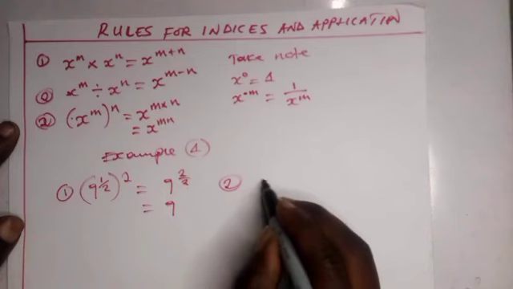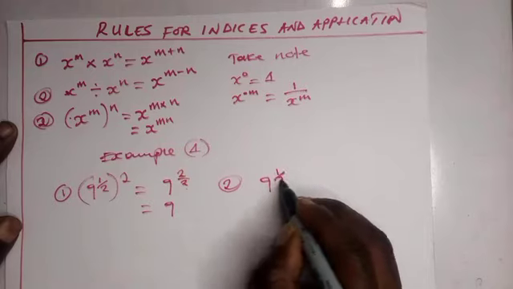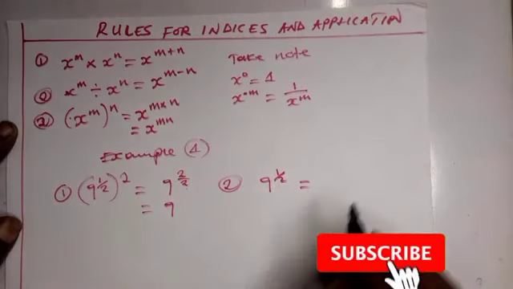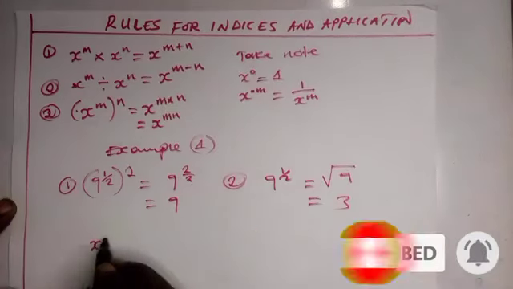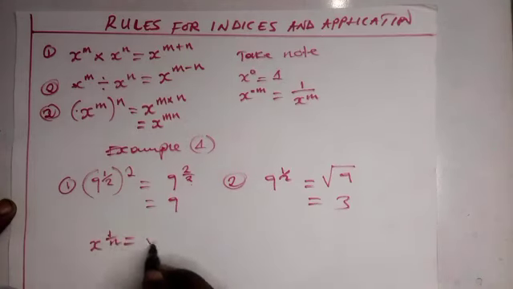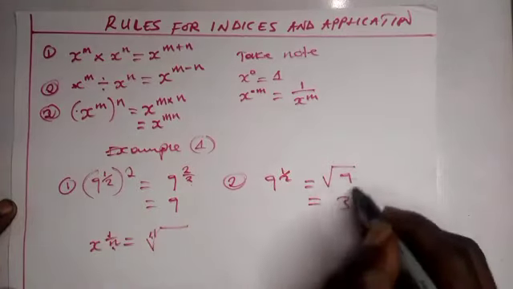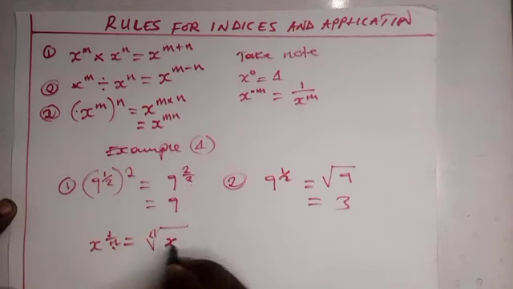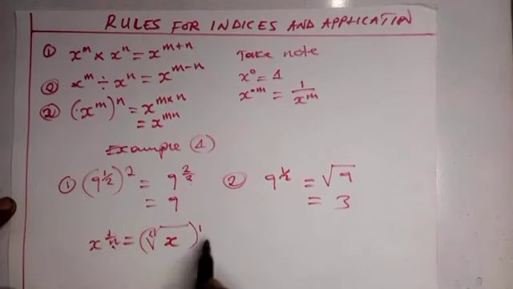If you have 9 power half, this means that it is the square root of 9. If you have x power 1 over n, this should be equal to the nth root of x. The n will come at the square root when there's 2. It means you just have to indicate square root, because square root itself is 2. So here we're going to have x, then 1 will come here. If you had the 3 here, the 3 will come here.